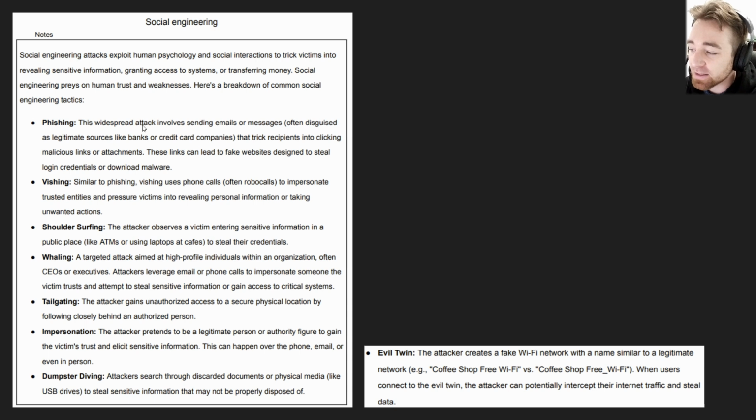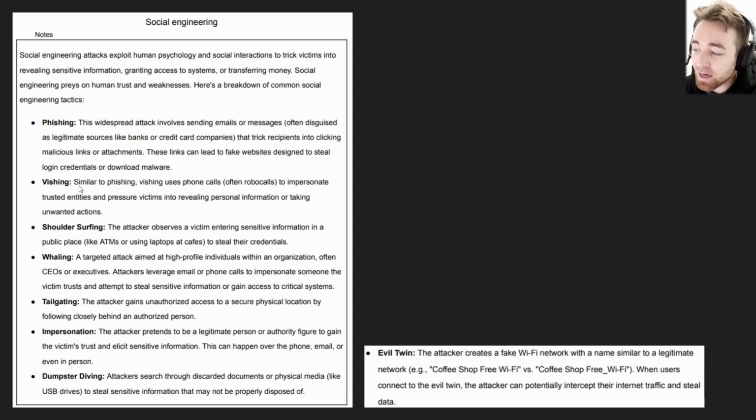Now, this is often disguised as a legitimate source like a bank or a credit card company, usually a very popular one, because statistically, if it's popular, someone that you send it to is going to expect an email from them, right? These trick the recipients into clicking malicious links or attachments. These links can lead to fake websites designed to steal login credentials, or they can download malware, right? So the key thing to know about this is it's widespread. It's not specifically targeted.